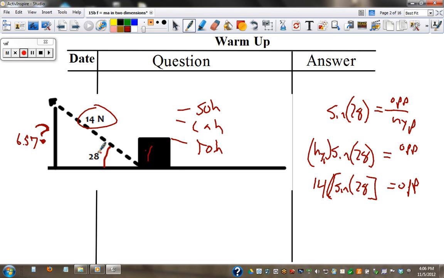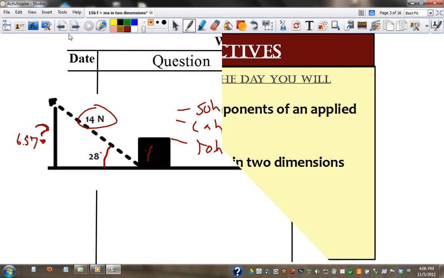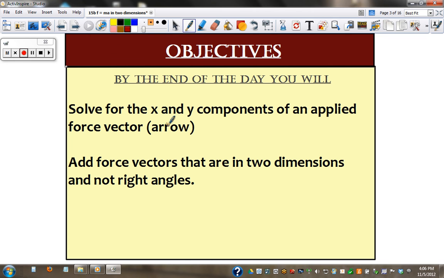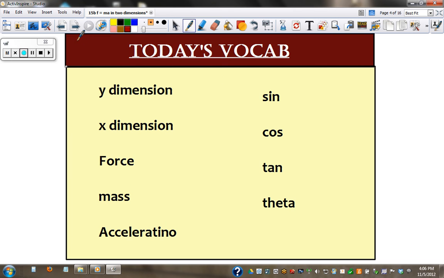Okay, if you are not familiar with this step, you need to go back and watch the intro video. And we're going to solve for the x and y components of an applied force vector or arrow, and then add force vectors that are in 2 dimensions and not at right angles. These are what you need to be able to do to get credit for this. And here's your vocab.